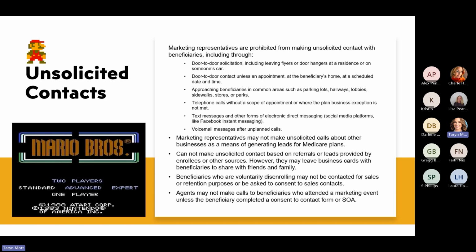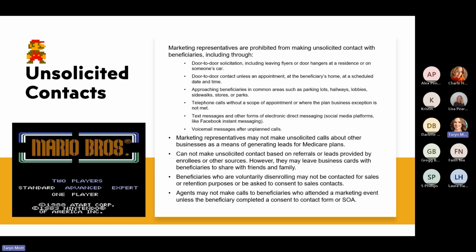Door-to-door contact unless an appointment, and not at Medicare Compare. This is at a carrier that Charlie and I used to work at. Door-to-door contact unless an appointment at the beneficiary's home at a scheduled date and time. Approaching beneficiaries in common areas such as parking lots, hallways, lobbies, sidewalks, stores, or parks. Telephone calls without a scope of appointment where the planned business exception is not met.